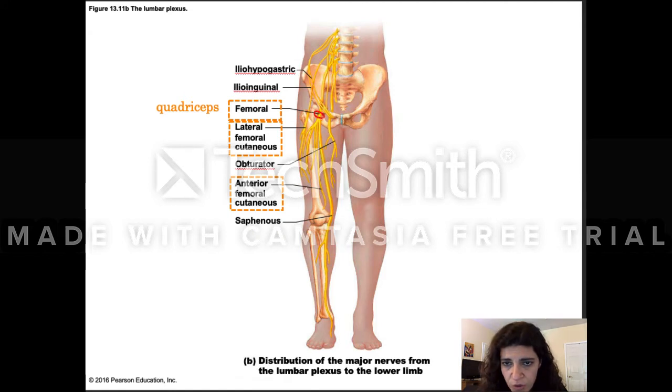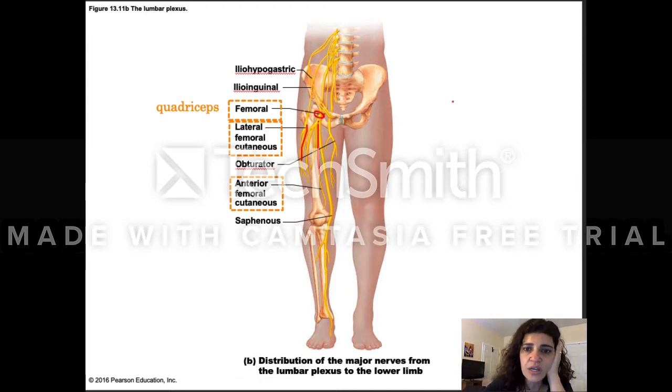This is the femoral, you see here. And then it branches into the lateral femoral, which is actually, there is another branching that ends up here. And then the anterior femoral, which is this part over here. There are many different branches from this nerve, but we just need to know the femoral, okay?